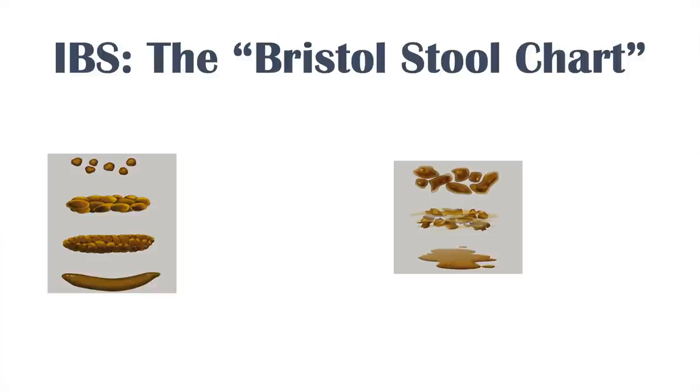We need to understand the Bristol stool chart in order to make the diagnosis of IBS. So the Bristol stool chart is a way we can describe a bowel movement. There are 7 different types. The first type is considered constipation. It is separate hard lumps like nuts. So the bowel movement is separate but like hard lumps. So it's almost like what we would call rabbit poop.